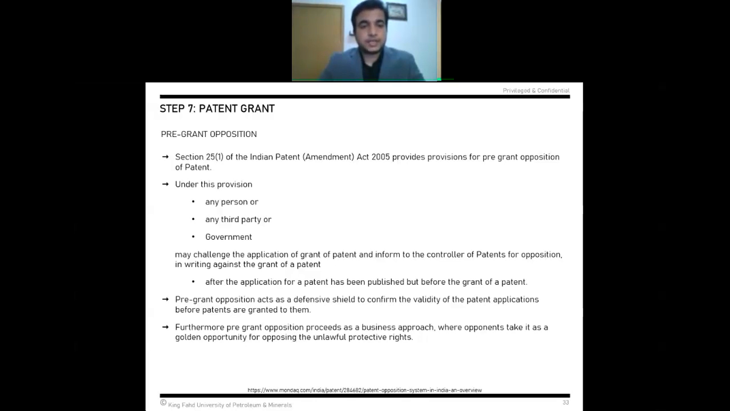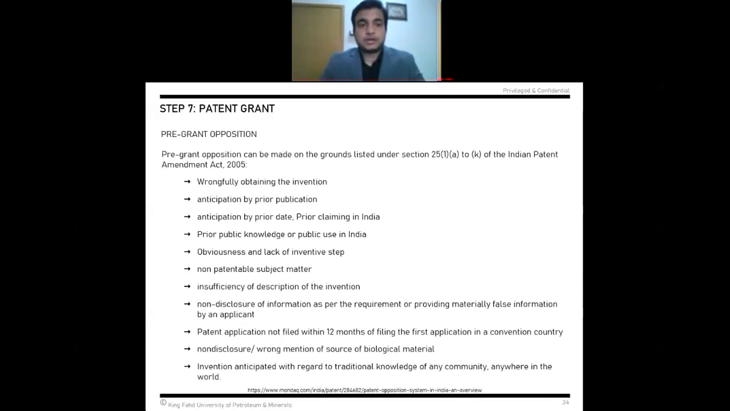So what I will do is, as soon as the application is published, to protect my business, I will go ahead and file a pre-grant opposition with the patent office and challenge that the patent is not valid. There are several grounds for filing a pre-grant opposition. For example, wrongfully obtaining the invention.